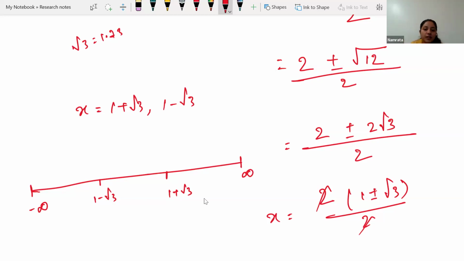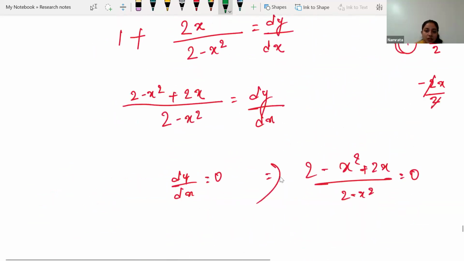So for the test point, let's check this part first, the extreme left, starting from negative infinity. Here we'll be checking our f dash x, that is, whether dy by dx is greater than 0 or lesser than 0. Here 1 minus root 3 means 1 minus 1.7, which is negative. If we take the test point as negative 3 maybe, we need to check dy by dx.